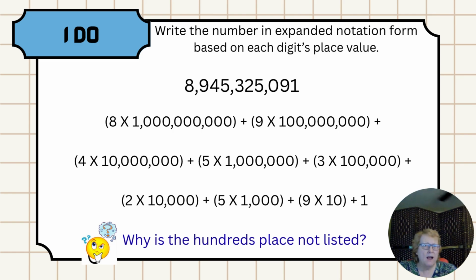So think about what that number is and what each of the digits represent. Why is the hundreds place not listed in the expanded notation format? That is because if you look at the number in the hundreds place, the digit is a 0. So the hundreds are not identified in the expanded notation form because the digit is 0.